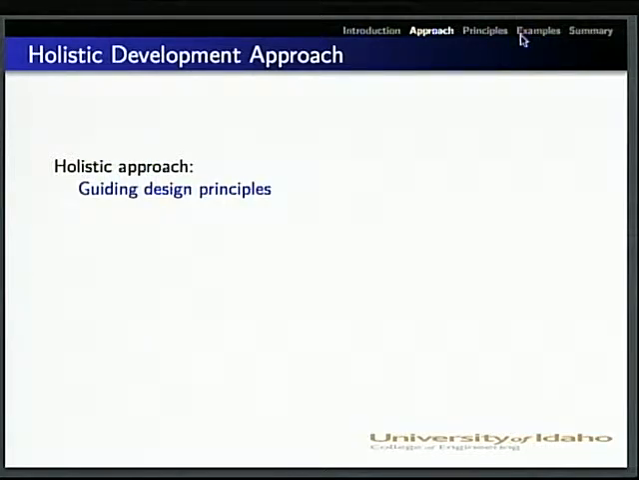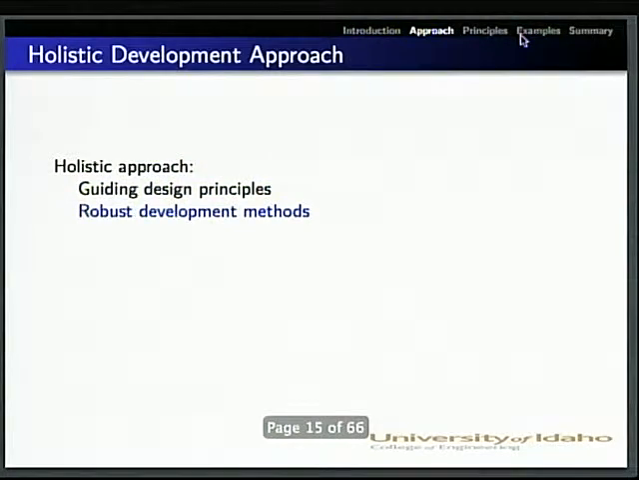We can't try to attack all these problems separately and then try to glue everything together and hope that everything works. So we need good guiding design principles, although these are just rules, they are not silver bullets, because the fact is we don't have a silver bullet to develop these systems in a safe and secure manner. We need robust development methods. We need to be able to build strong assurance cases for each of the systems, and each of the assurance statements that we make, we need to be able to justify them.